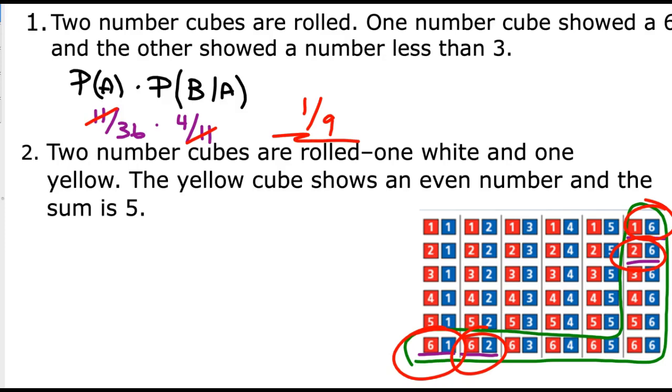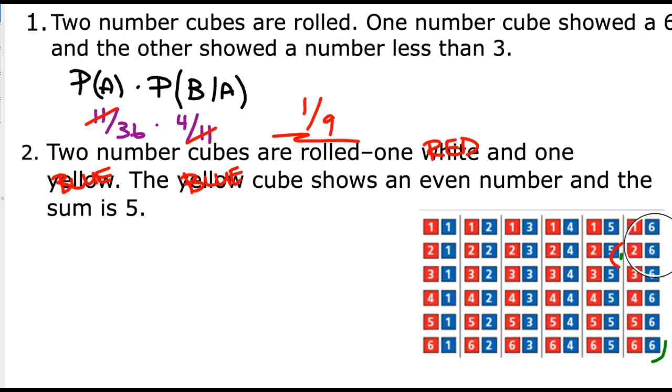Two number cubes are rolled, one white, one yellow, or one red and one blue, same thing. Let's just change these so it matches. Let's say this is red and this is blue. So that would be blue as well. Read this again. Two number cubes are rolled, one red and one blue. The blue cube shows an even number, and the sum is 5.